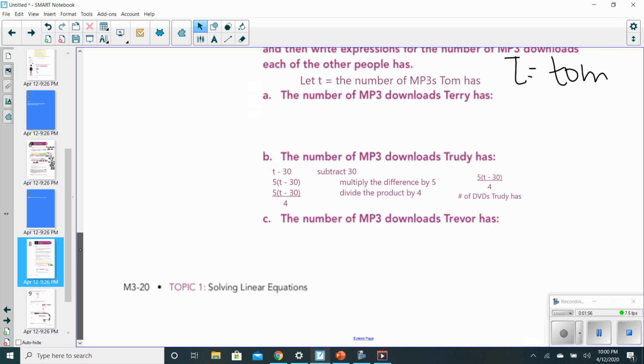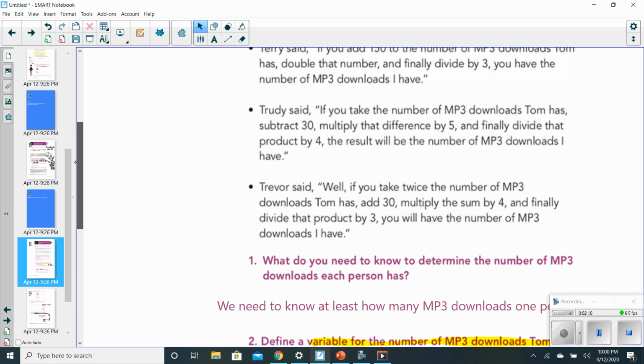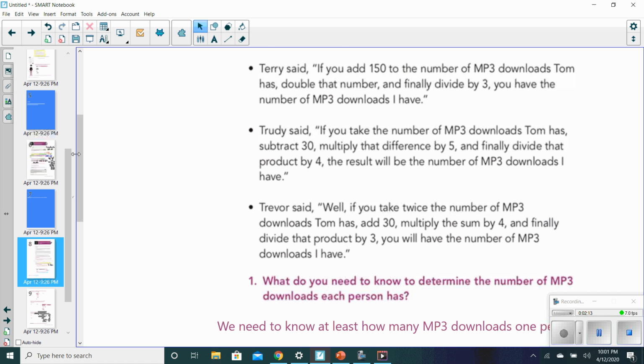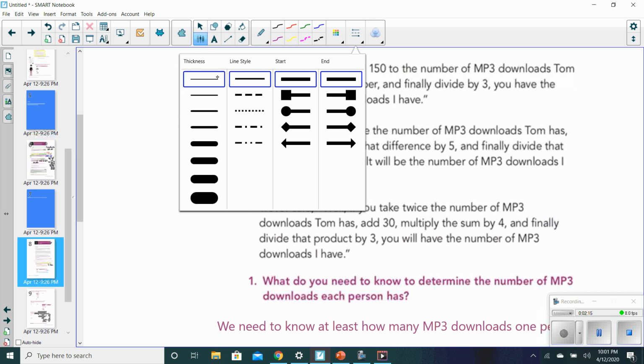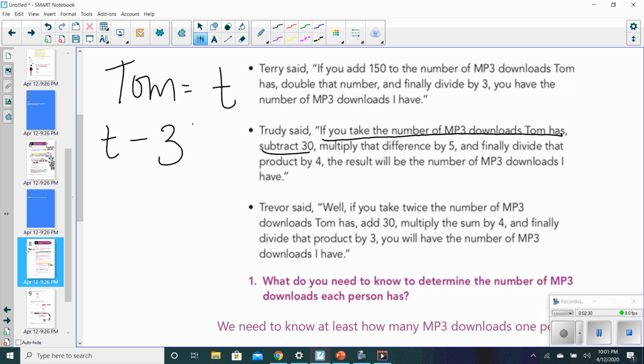So we're going to actually let you do A and C on your own. As you can see, B is written here for you. So I'm going to go back up to the top really quick so we can figure out what it's asking for us. We're going to work with Trudy here. And Trudy says that if you take the number of MP3 downloads Tom has, so Tom has T, and subtract 30. So that means now we have T minus 30.